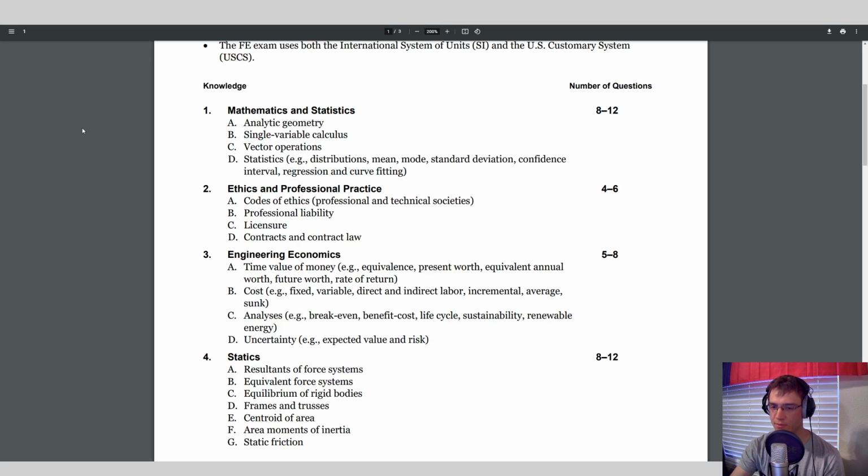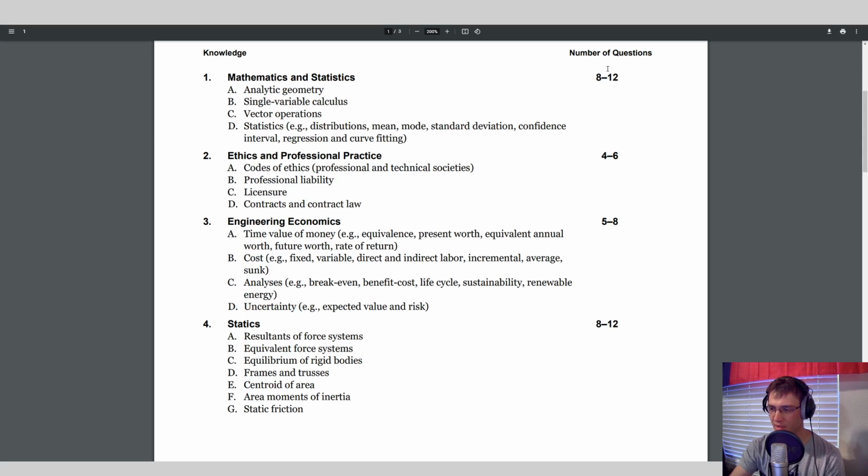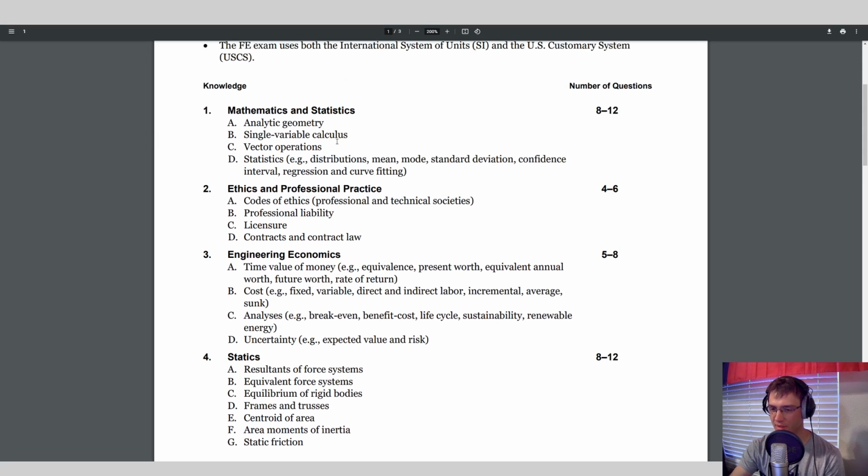Okay, so this is pretty basic. If you made it through Calculus 1, this should fit. This is 8 to 12 questions, so this is going to be weighted pretty heavily, or will be more heavily represented as a subject.